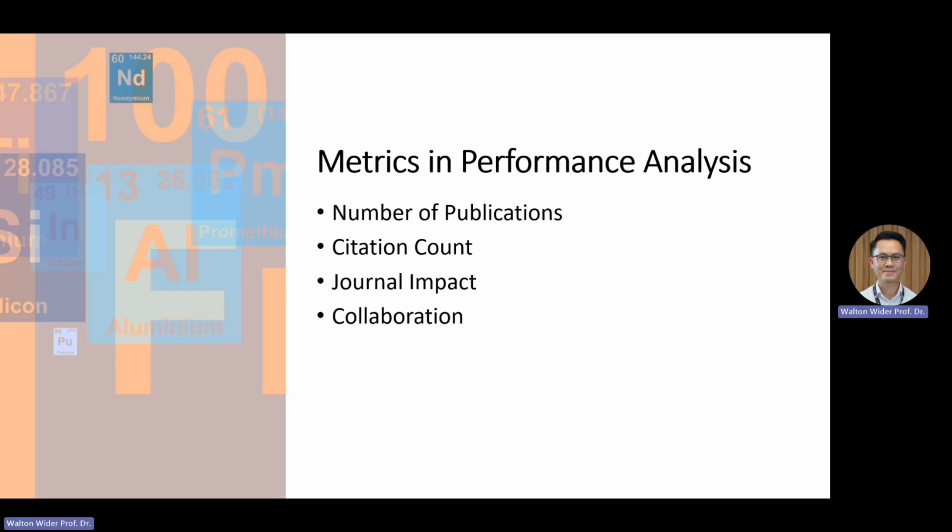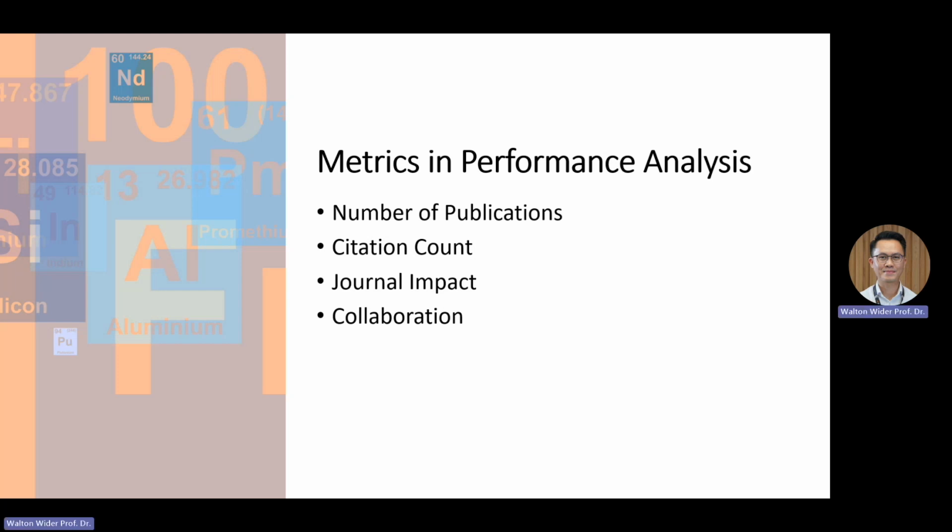So the first one is the number of publications. This metric is straightforward but very important. It represents the total number of publications, be it articles or papers, produced by an individual or a research group. It's a primary indicator of productivity and can offer insight into the breadth of research being conducted.